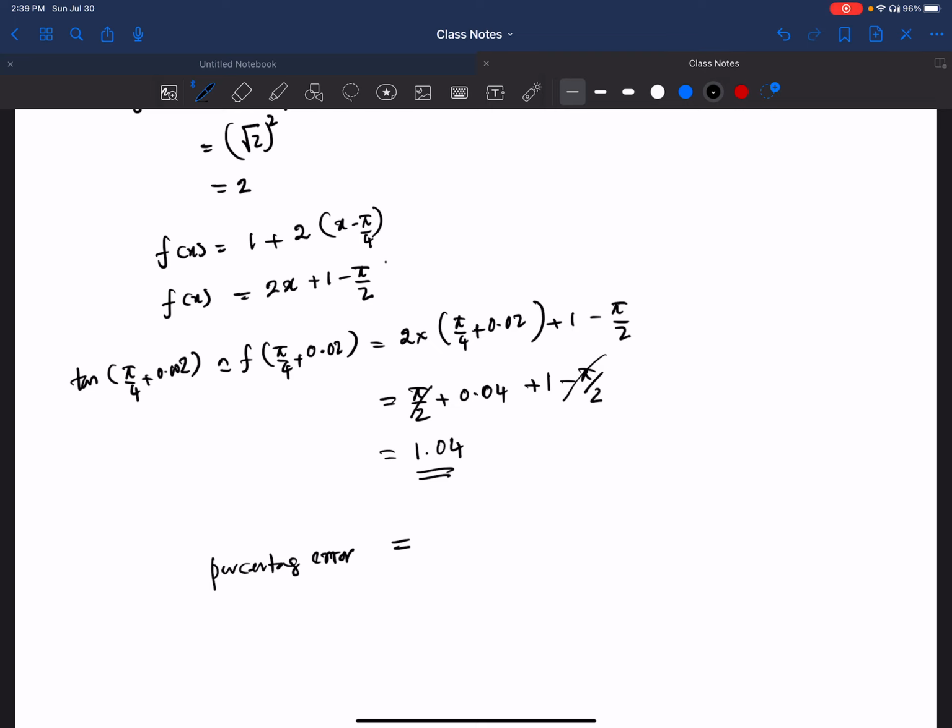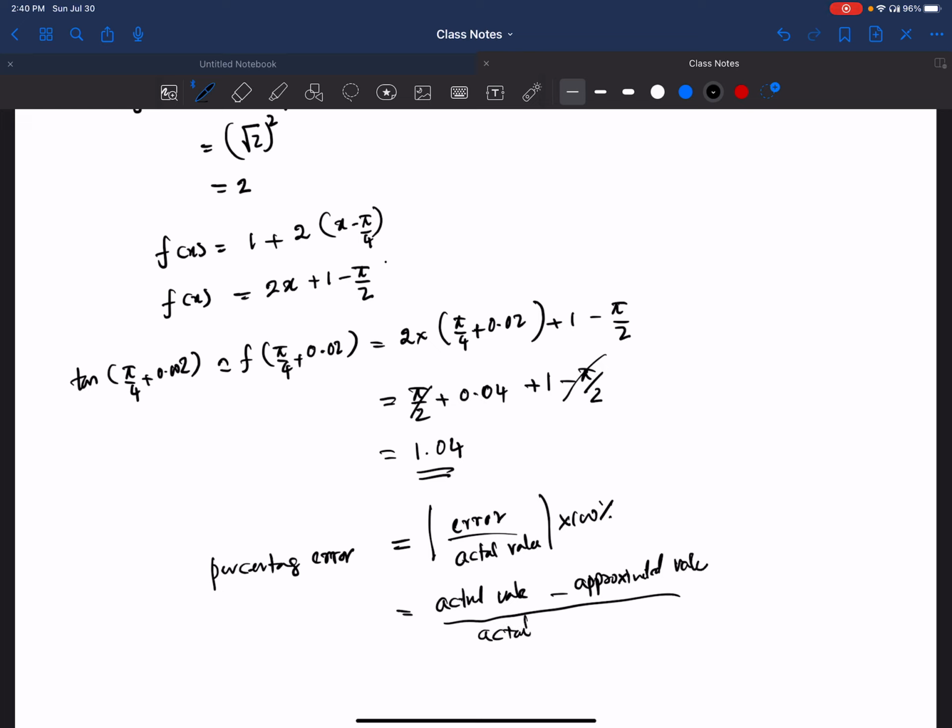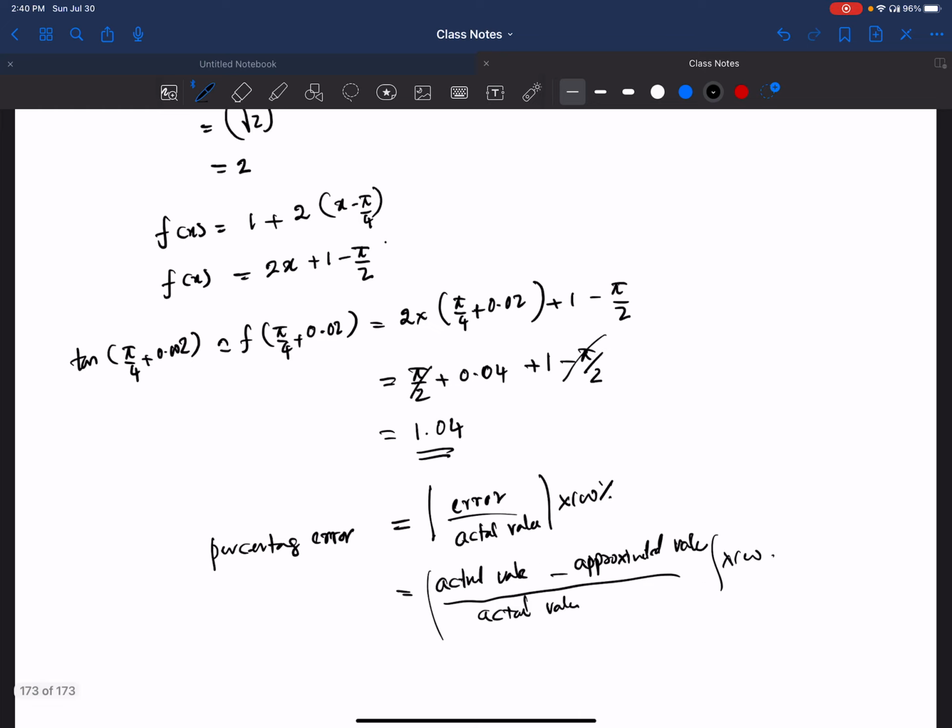Percentage error. The error divided by actual value times 100. The error is actual value minus approximated value, divided by actual value, times 100.